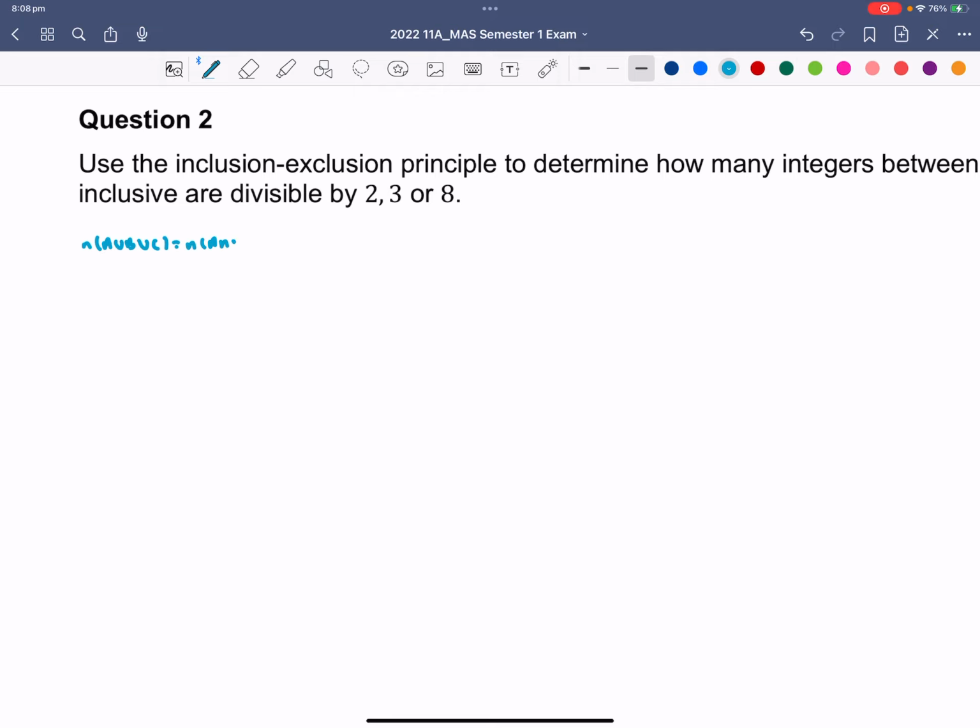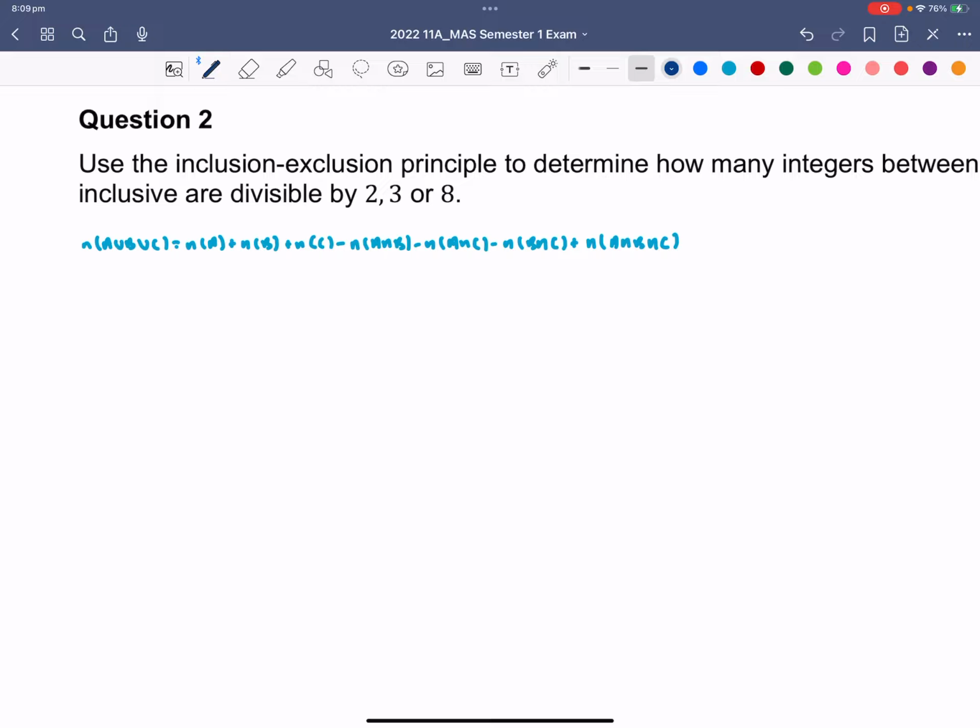The number that are in A or B or C are the number in A plus the number in B plus the number in C. Then you minus away every single double intersect. So we minus away A and B, minus away A and C, and minus away B and C, and then lucky last, we add the triple intersection, A and B and C. So that's how we do the inclusion-exclusion principle for 3 events.